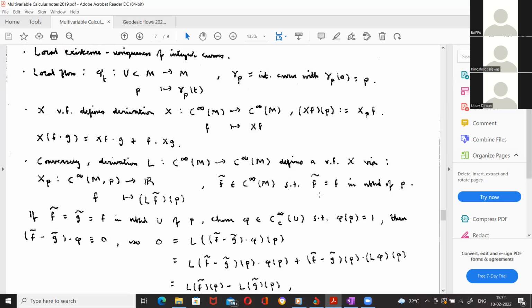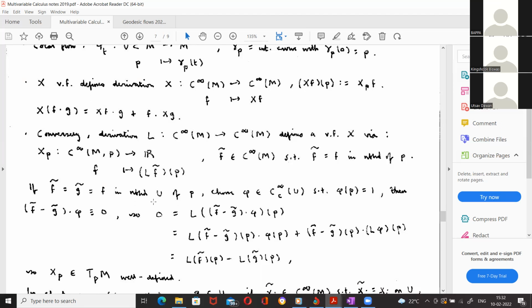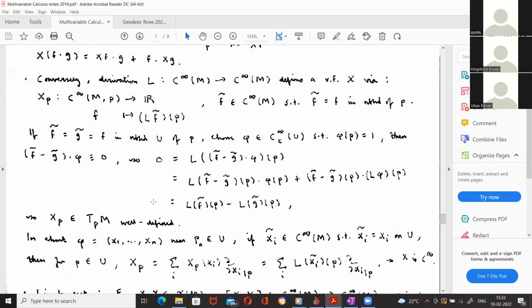I don't care what happens outside a neighborhood of p. And then I let L act on f tilde, and then I evaluate it at p. So that gives me a real number. So I get a map from C infinity(M)_p to R. Okay. Now I have to check that this is well defined, independent of the choice of extension, right? Is that clear? I need to check this is well defined, right? Yes. Right, I have to check this is well defined.